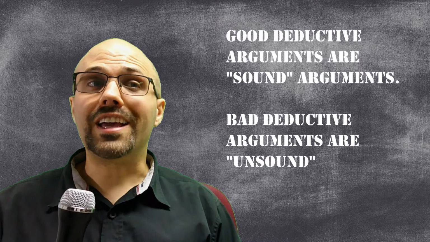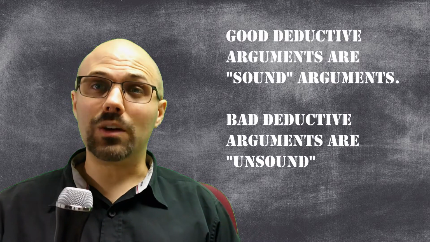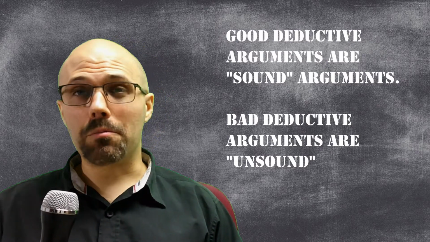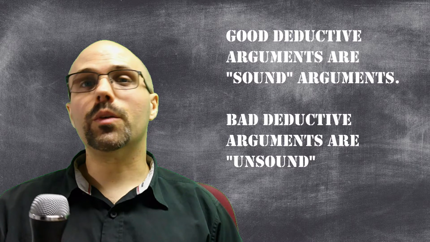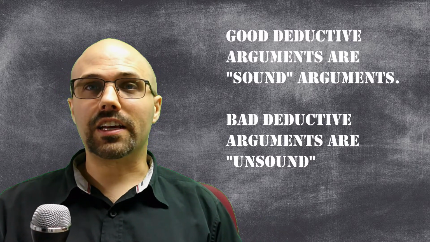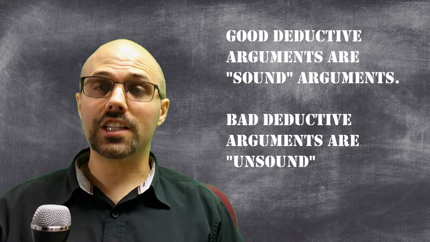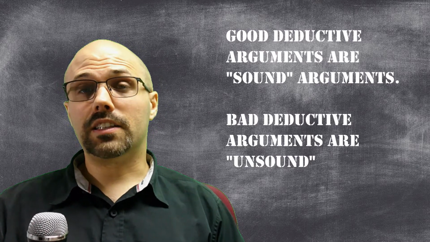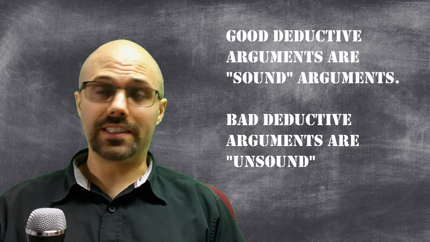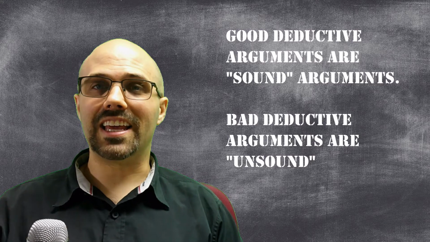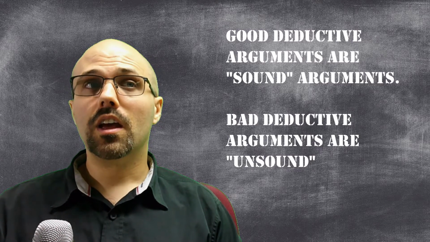So let's start with the deductive arguments. We're going to call a good deductive argument a sound argument. That's just going to be terminology. You do just need to memorize this vocabulary. We need to mean the same thing when we use some of these words. When we want to say that a deductive argument is good, that it's successful, we're going to say that the argument is sound. When we say that a deductive argument is unsuccessful, we're going to say that it's unsound. Right? So those are going to be our two terms to designate good versus bad deductive arguments.